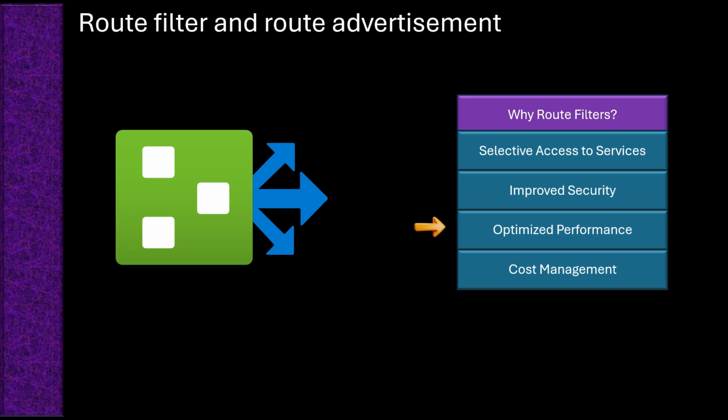When only the necessary routes are advertised, network performance can improve because the ExpressRoute circuit is not managing excessive or irrelevant routes. This can help reduce overhead on routers and network devices and makes routing decisions quicker and more efficient. Route filters can prevent unexpected data charges by limiting connectivity to only the required services. This control reduces the risk of unintended data flow and associated costs, as data transfer charges over ExpressRoute circuits are based on the volume and destination of traffic.